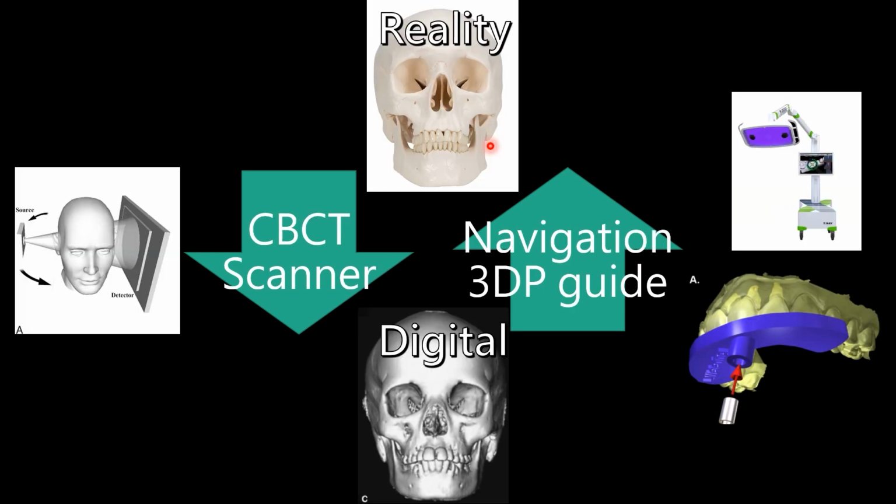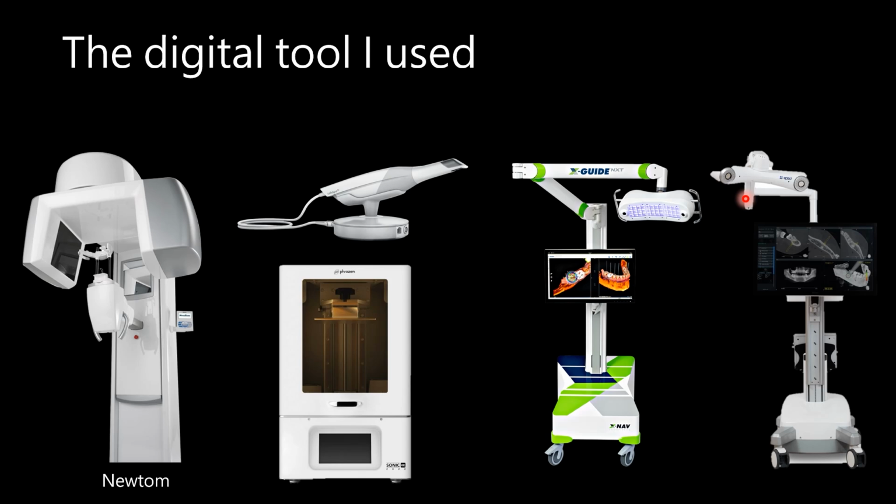In our endodontic practice, of course, we still have the patient with his tooth and root canal in reality. We have the CBCT and the scanner to put the information about the tooth and root canal into the digital world. We can also practice endodontics with a 3D print guide like this one, or a navigation system, putting this information back to reality. I will show a lot of cases that I did with this information.